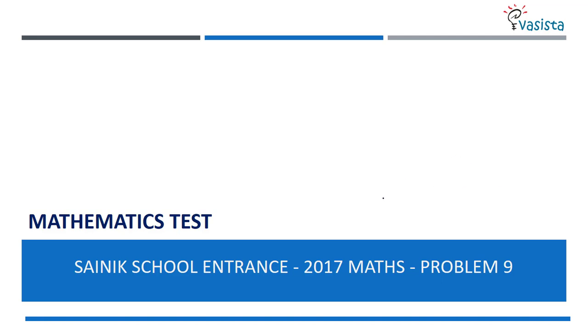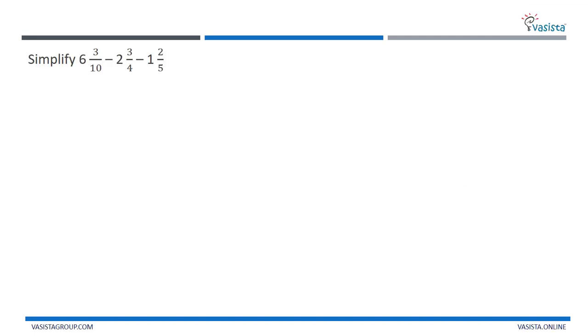Fine, now let me go with problem number 9 here. Simplify, right? It is a simplification problem. Simplify 6 3 by 10 minus 2 3 by 4 minus 1 2 by 5. Right, they have given it in terms of mixed fractions. Let us convert it into improper fractions.